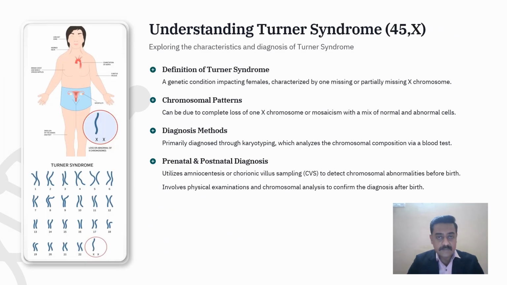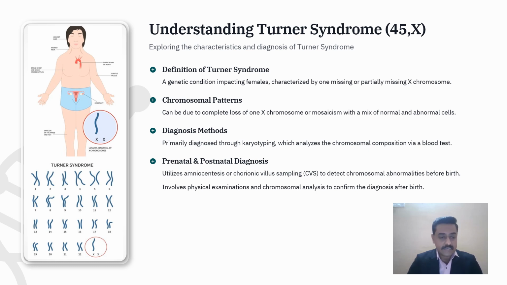Now let us explore the first sex chromosomal abnormality, which is called Turner syndrome. This is a genetic condition that affects females. It is caused by the absence or partial absence of one of the X chromosomes. This can be due to complete loss of one X chromosome, or it involves mosaicism, wherein some cells have a normal double X chromosome pattern and the others have a 45,X pattern.